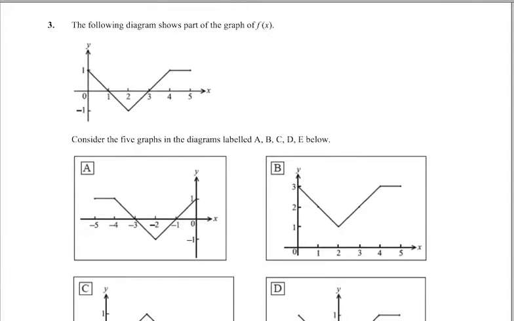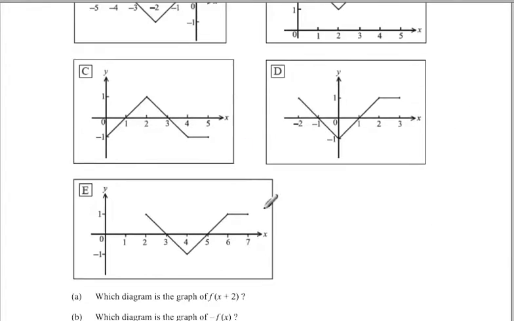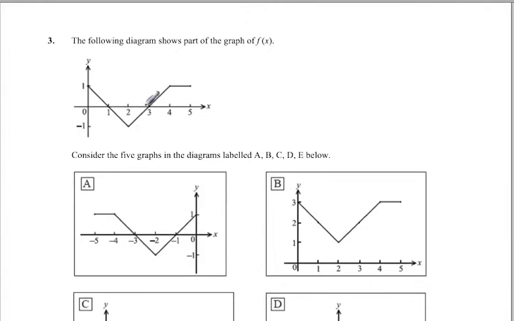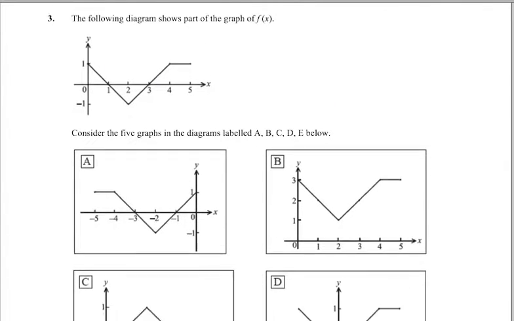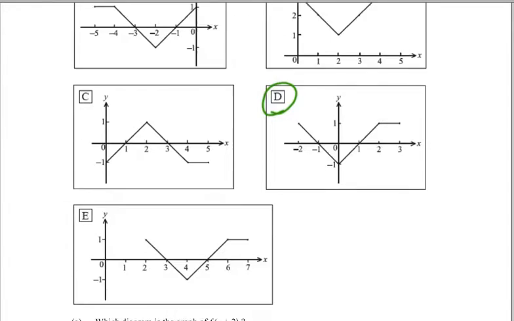Okay, so in the diagram below, we have this function. Consider the 5 graphs in the diagram A, B, C, D, E. Which diagram is the graph of f of x plus 2? If we observe, it's to the left 2, because it's x plus 2. If that's the original graph right there, the only one that looks like it's been moved to the left, and since this is 5, this should be moved to 3, is D. So that would be the answer to this one.